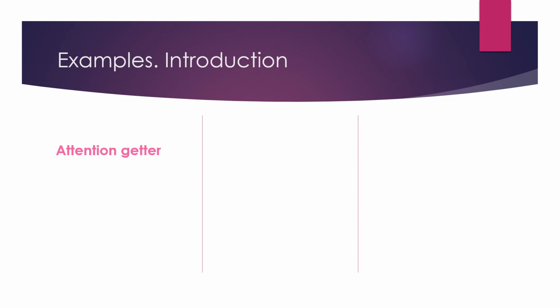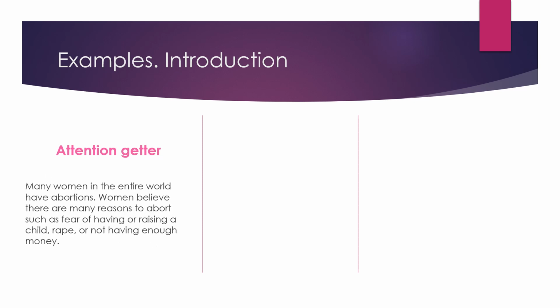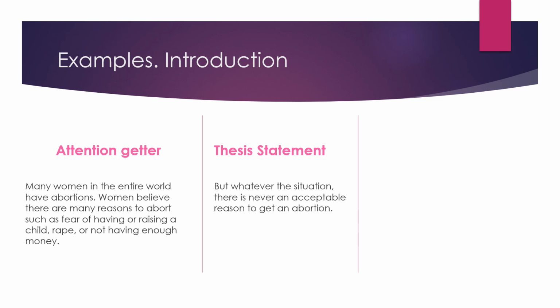Now, attention getter. As we said about the same topic, which is abortion, here's an attention getter. Many women in the entire world have abortions. Women believe there are many reasons to abort, such as fear of having or raising a child, rape, or not having enough money. A thesis statement, which is a sentence which comes to complete this attention getter, is, but whatever the situation, there is never an acceptable reason to get an abortion. So here the student is clearly telling that he's against abortion. There is never an acceptable reason. So in a thesis statement, there must be a kind of judgment or an attitude which shows what is your position towards this.